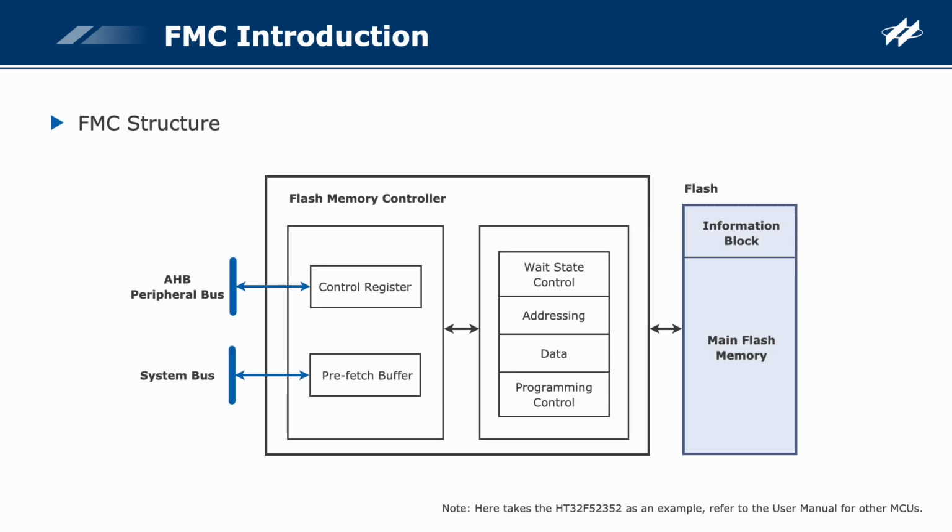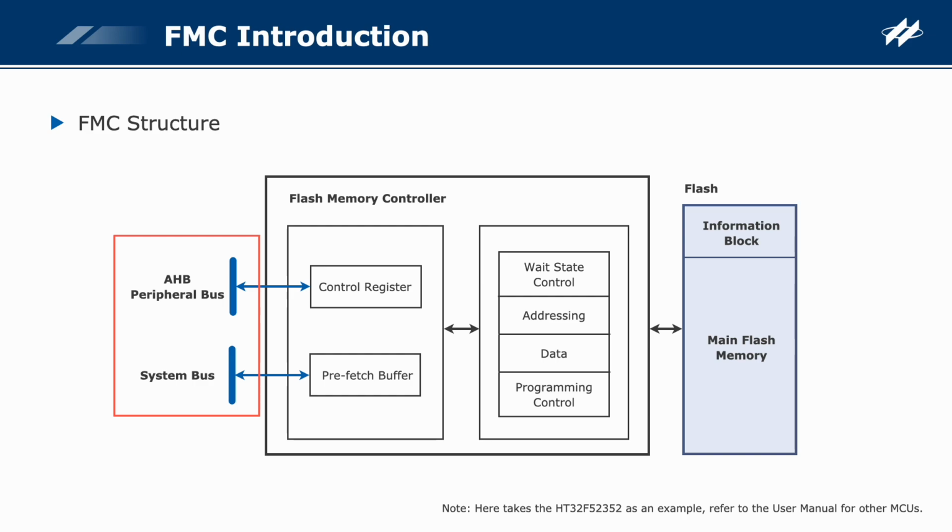Then, we'll briefly introduce the FMC structure. FMC is slightly different for different HT32 MCUs. The left side of the block diagram shows the AHB peripheral bus and the system bus. The AHB peripheral bus is a high-speed bus interface that connects high-speed peripherals in the system to the CPU core, and is used for data transfer between the CPU and high-speed peripherals.